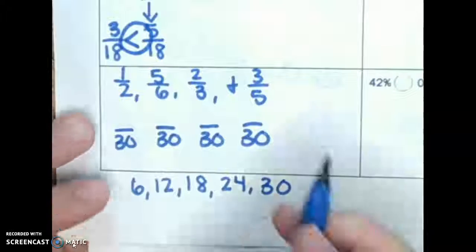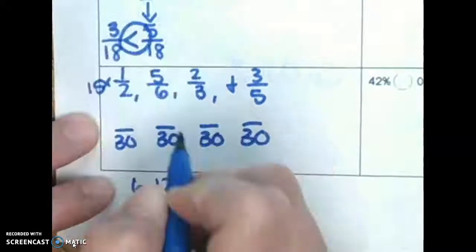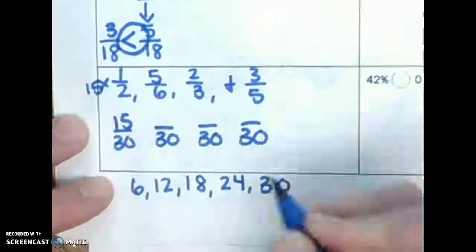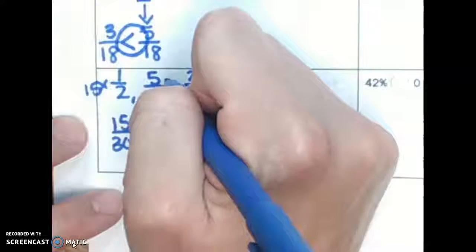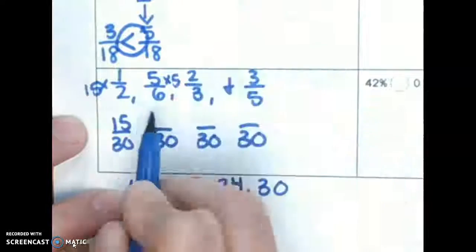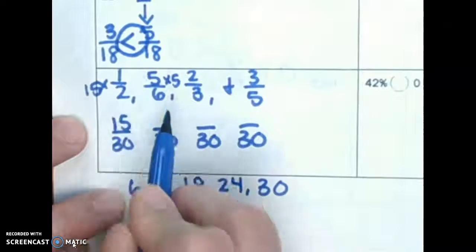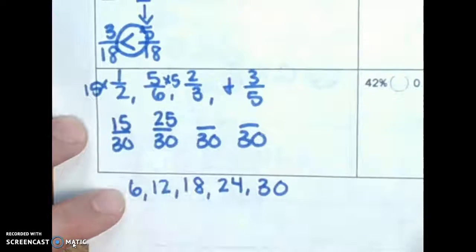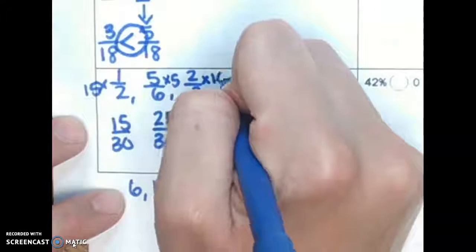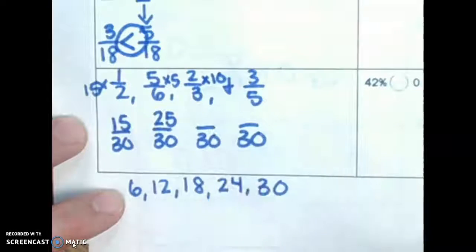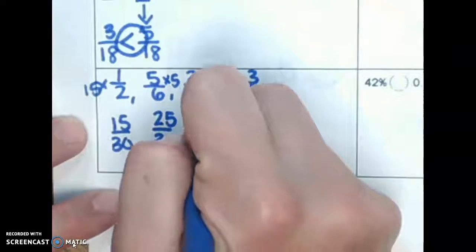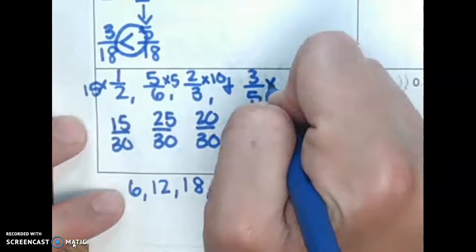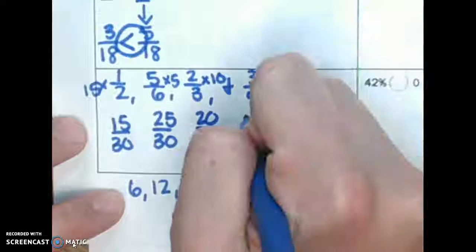To get 2 to be 30, I'm going to multiply by 15. So 15 times 2 is 30, 15 times 1 is 15. To get 6 to be 30, I'm going to multiply by 5. 6 times 5 is 30. 5 times 5 is 25. To make 3 be 30, I'm going to multiply it by 10. 3 times 10 is 30, and 2 times 10 is 20. Now our last one, 5 times 6 is 30, and 3 times 6 is 18.